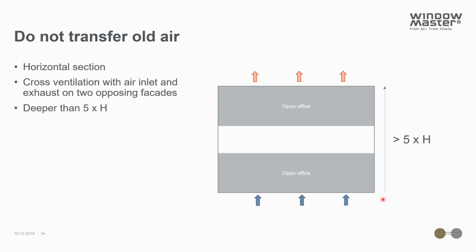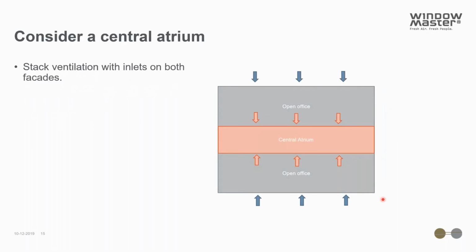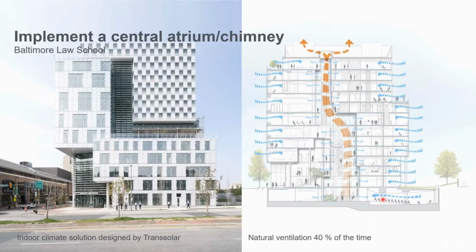A simple solution, one of many, but a good solution could be to implement a central atrium in the building. In this way, you ensure that both facades will be used as inlets, so the occupants in both open offices of the building will have a direct supply of fresh air, and all the old air from the occupied spaces will be exhausted in the middle of the building through the central atrium. A great example of this is the Baltimore Law School.